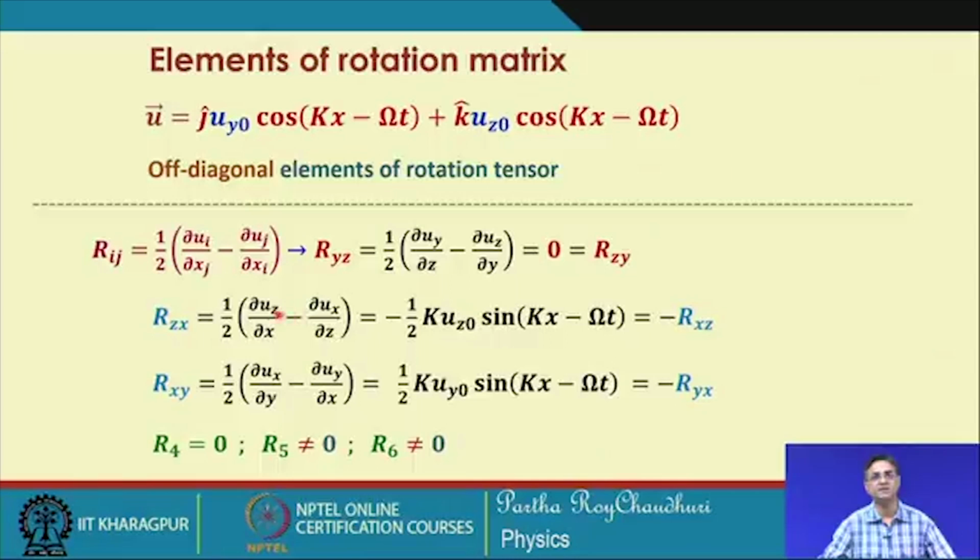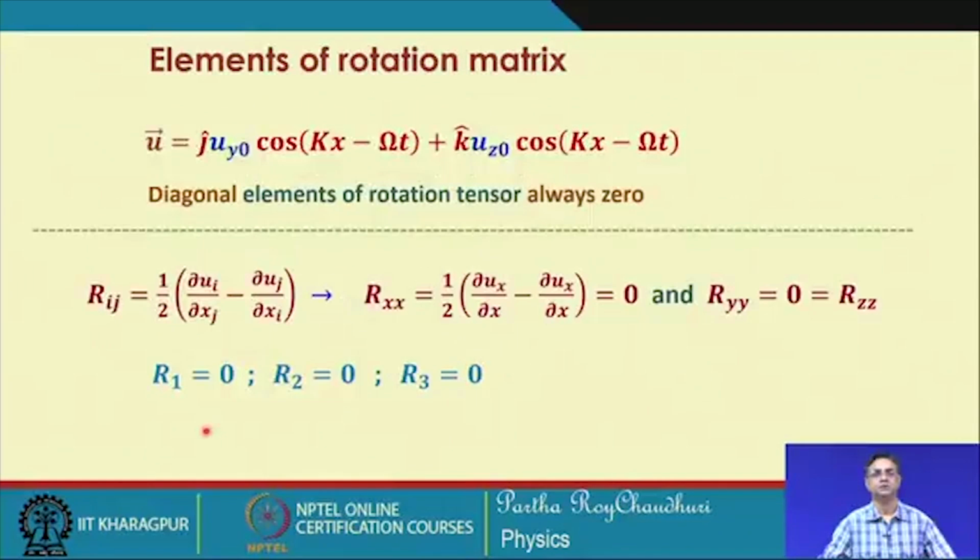But in this case, with respect to x, u z is non-zero, but with respect to z, u x is 0. So, this quantity is 0, here this quantity is 0. So, because of the differentiation, you get a minus sign, and because of this minus sign and the differentiation put together, it becomes a plus sign. So, this is how we have R z x and R x y, these two are the non-vanishing rotation matrix elements which will be present.